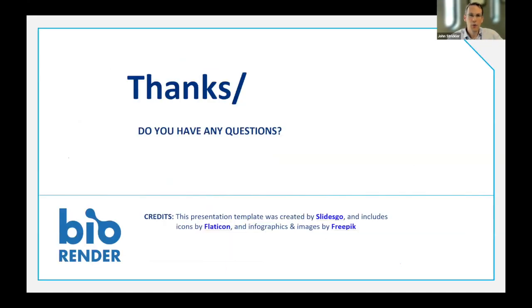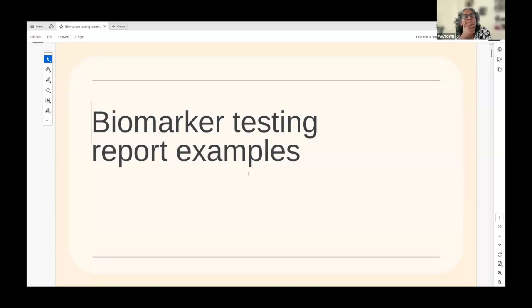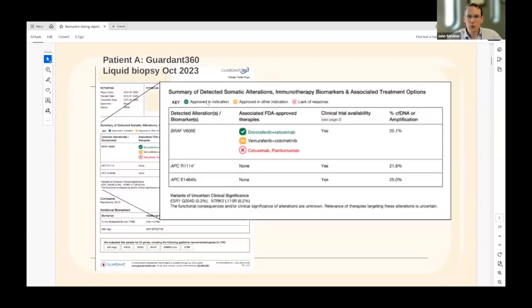All right, let's jump over to these actual reports. So I'm going to start sharing these examples. All right, great. Now it's working. All right, let's go through some examples.